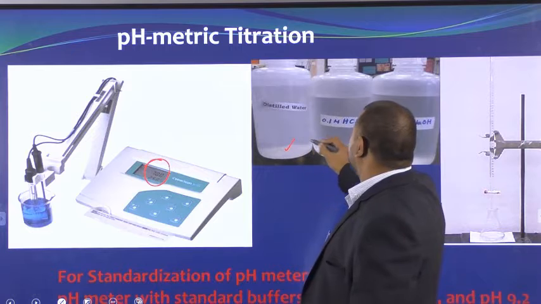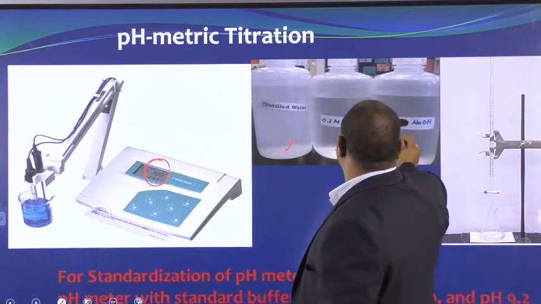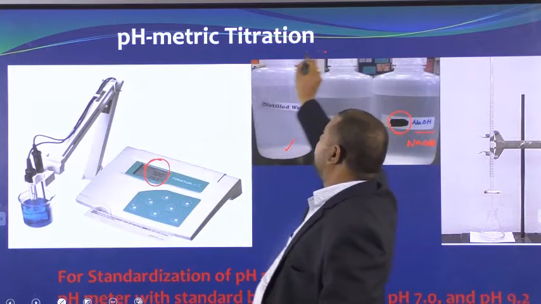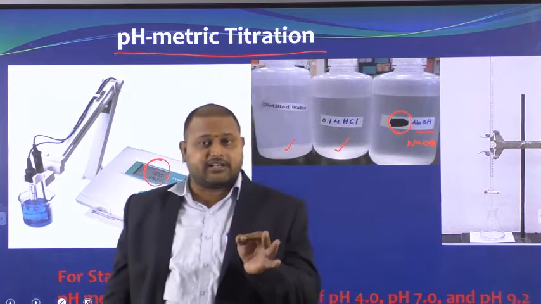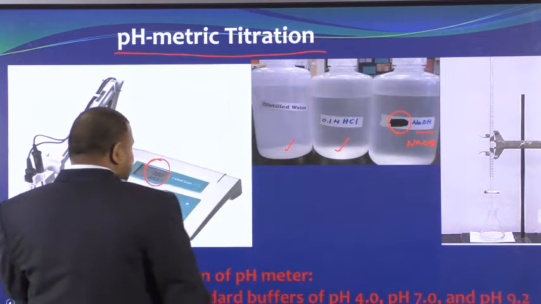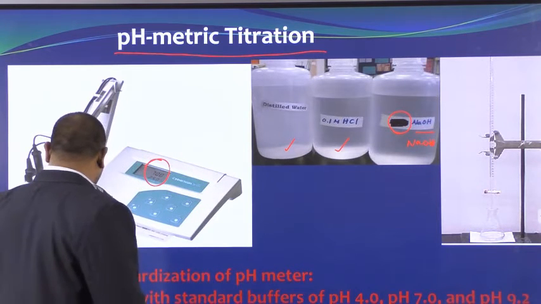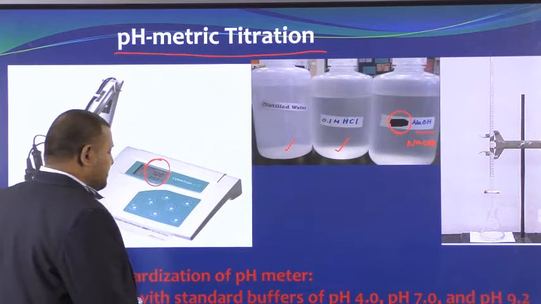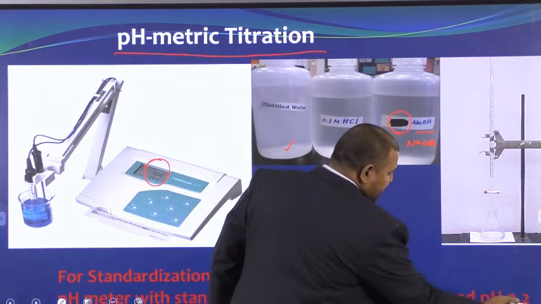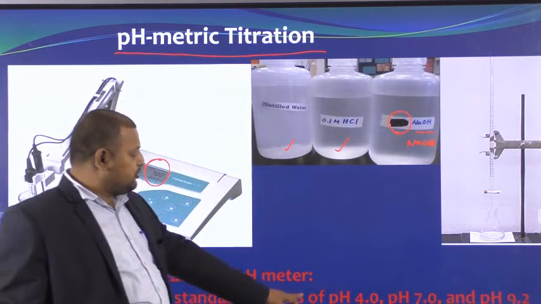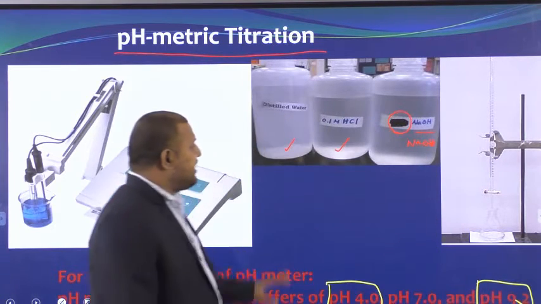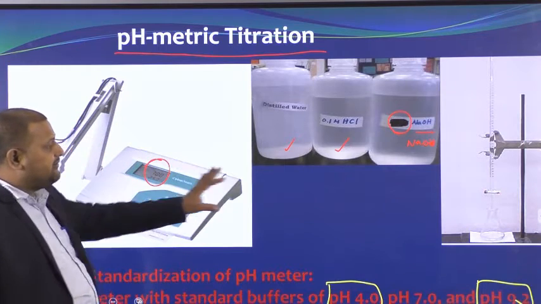So we have distilled water and 0.1 M HCl. I don't know the concentration of the sodium hydroxide solution. You can find it out. This is called pH metric titration. In the pH metric titration, which electrode will we be using? The glass electrode. This is important. For standardization of the pH meter, we generally use two important buffer solutions, 4.0 and 9.2 buffers. We standardize the pH meter and then we use it for the titration.